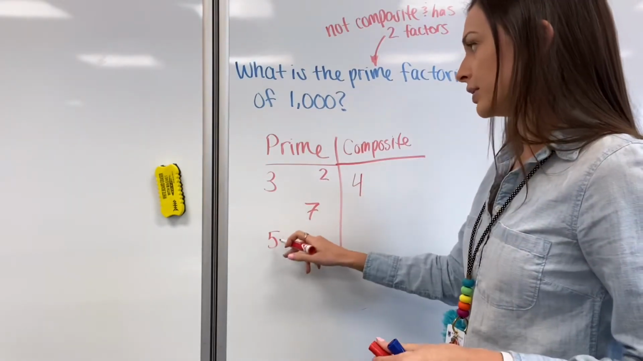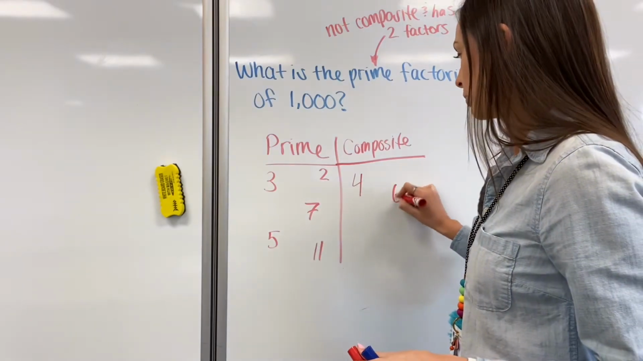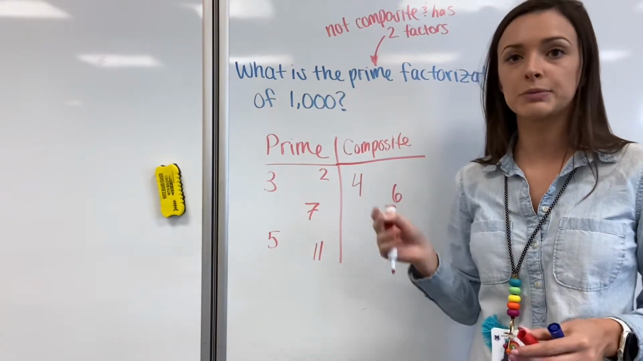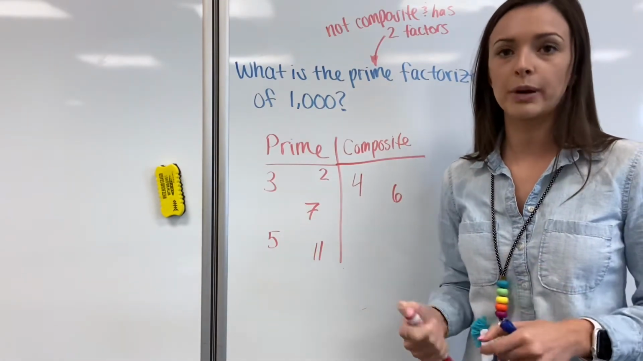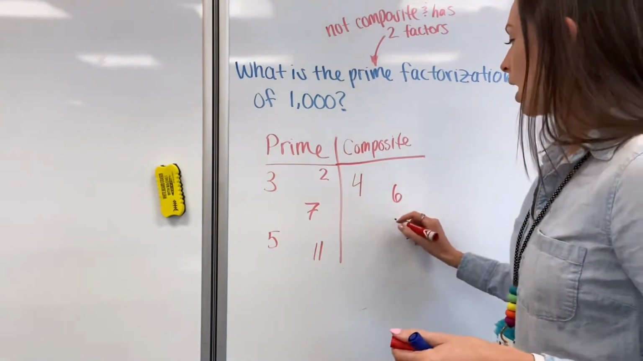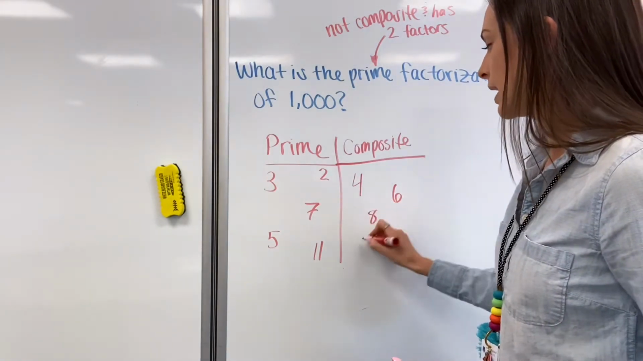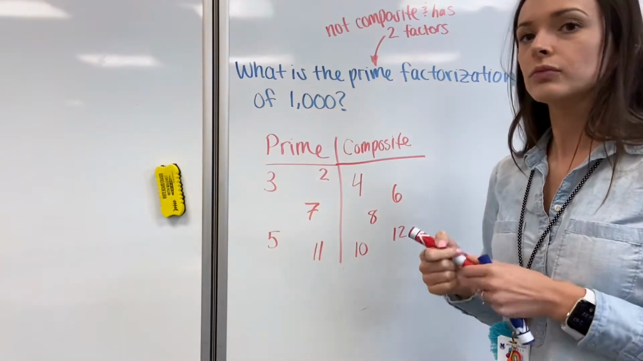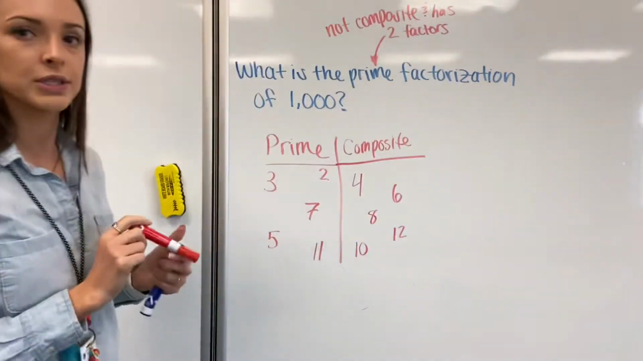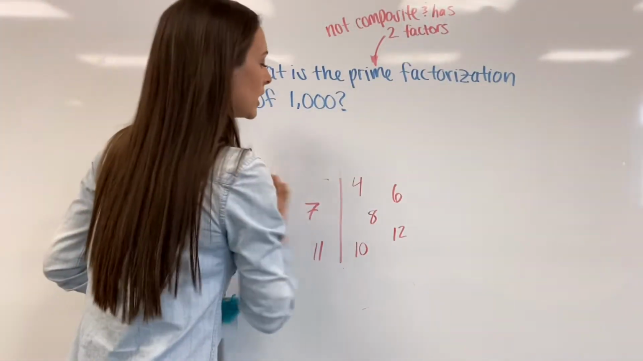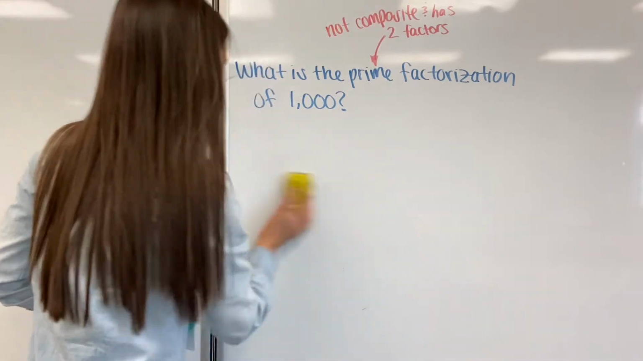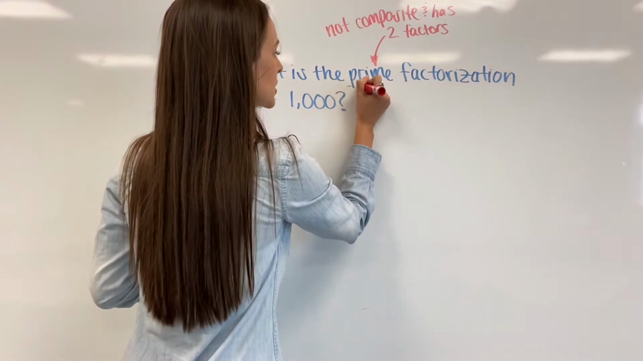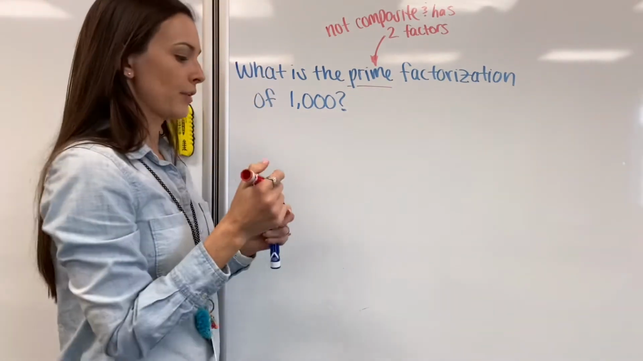We've got 5 as prime. 6 is a number that would be composite. Why? I can multiply 1 times 6, or I can multiply 3 times 2. So there's more than 1 factor pair, more than 1 way to get to that number. Other examples of composite numbers would be 8, 10, 12, and so on. So that's a little mini lesson on prime versus composite. Since we understand that the word prime means it only has 1 factor pair, I can use this knowledge to find that prime factorization.